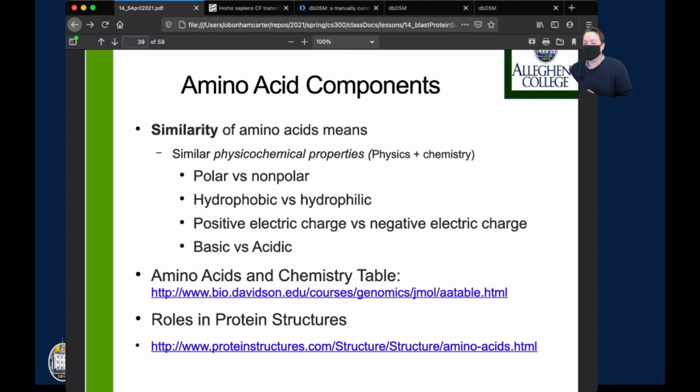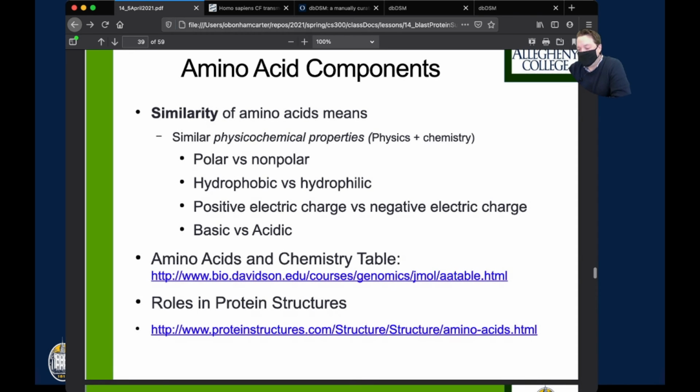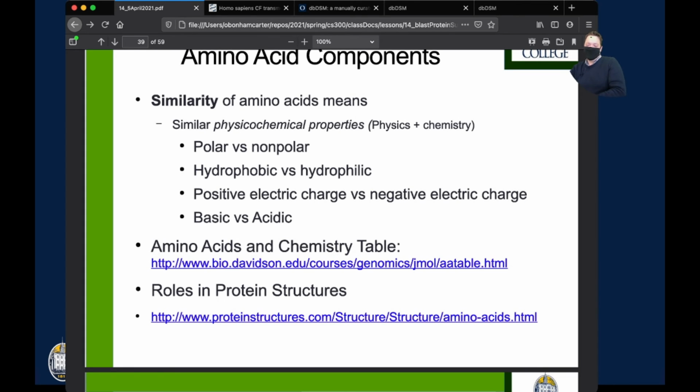And we say that they're similar if, for instance, you're replacing one protein amino acid, if it's polar, with something else which is polar. We say that it's similar. It may not be the same amino acid, but according to its physiochemical property, polar and polar are similar. The molecule is different, but they behave similarly. They're also hydrophobic, hydrophilic. Some of them have different types of charges. They're positively charged, or they have negative charge, or they're basic or acidic.